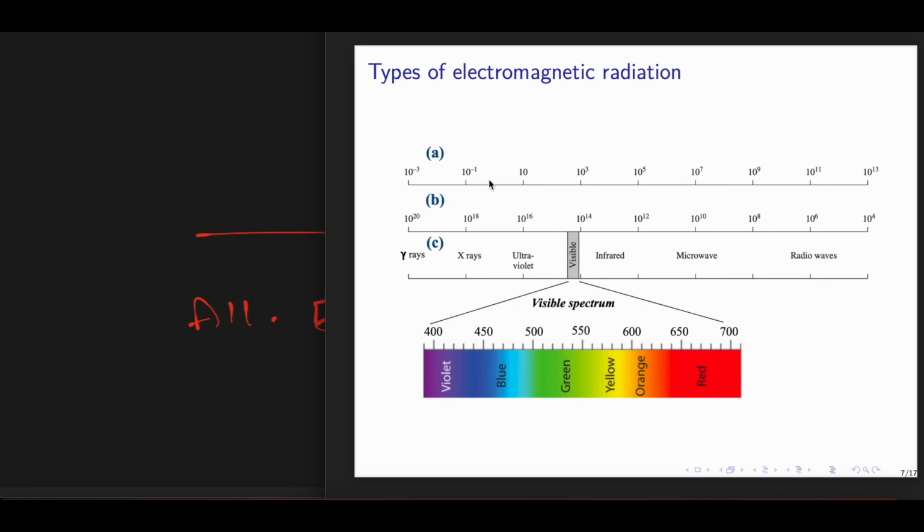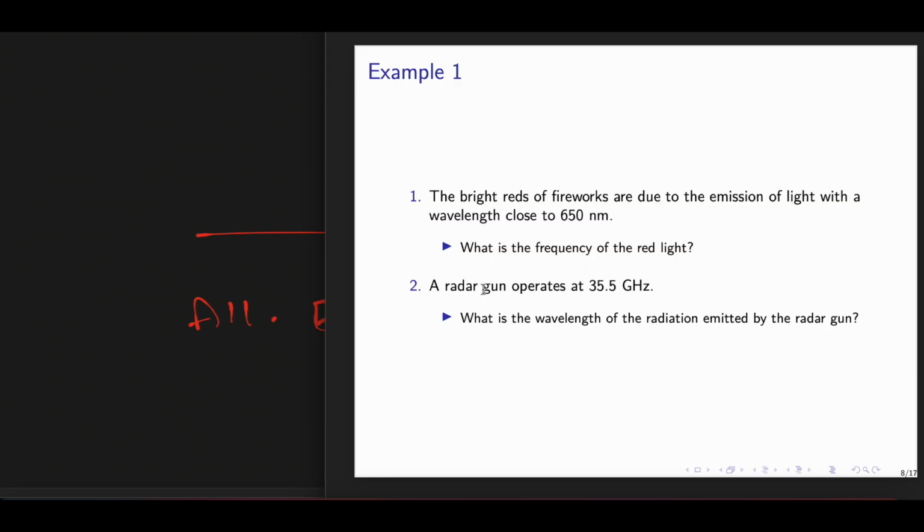The scale A is given for the wavelength and the B represents the frequency. So we can see here that by moving to the right side the wavelength increases, and when we look at the frequency for the B, we can notice that when moving to the right side the frequency decreases and on the left side it increases. So it is opposite to the wavelength.